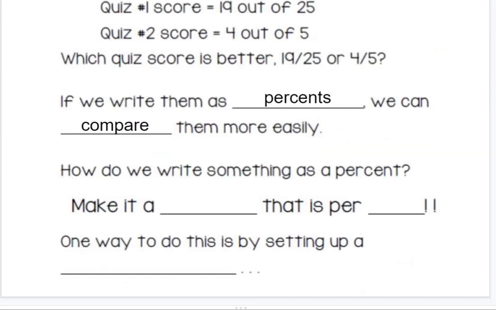So how do we turn something that's in a fraction form or a ratio form into that percent form, that per 100? Well, what we do is we make it into a ratio that is per 100. We can make equivalent ratios. So one way that we can do this is we set up a proportion. Remember that a proportion is when you have two ratios that are equal, but maybe have different amounts that they are out of.